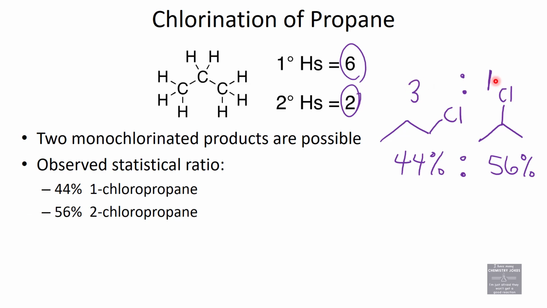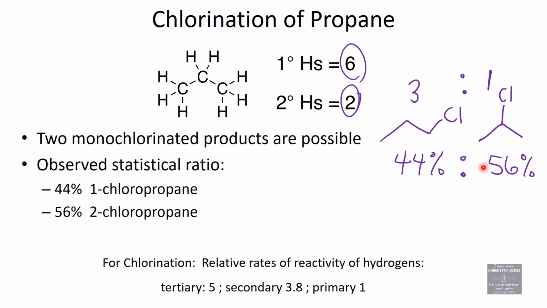If it were all about statistics, we'd see 3-to-1. It's apparently not all about statistics because we actually have more of the thing we predicted we would have less of. It's about stability of the hydrogens, reactivity of the different types of hydrogens. If a primary hydrogen has a rate of 1, a secondary hydrogen is almost 4 times faster, and a tertiary hydrogen is almost 5 times faster than a primary. So it's faster to abstract a secondary hydrogen than a primary, and it's even faster to abstract a tertiary hydrogen than a secondary. So that's why we get more of this guy.